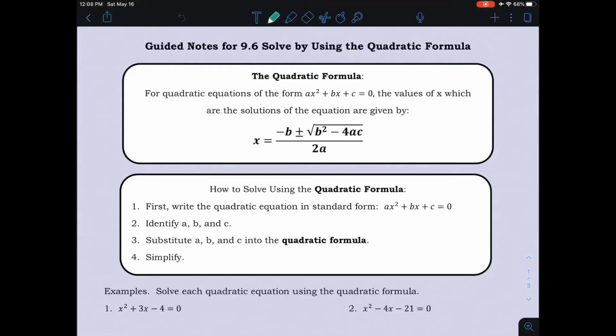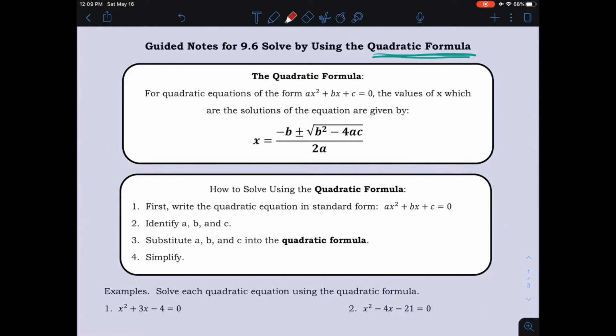Hello, Algebra 1. Today we're going to be looking at section 9.6, where we're going to be learning our final method of solving quadratic equations using what we call the quadratic formula. Now, this name is appropriate because the quadratic formula is used to solve quadratic equations.